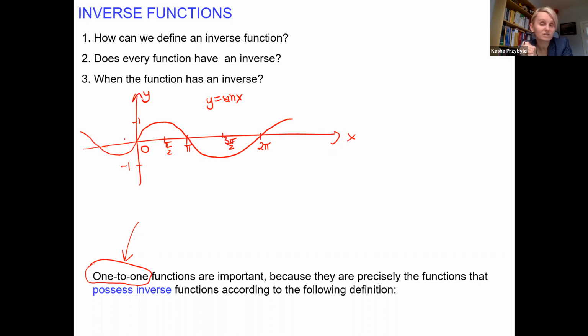Is the sine curve, sine function, a 1-to-1 function? It's not, because we can see for pi over 2, we have the value 1. For 5 pi over 2, like every 2 pi, we will have the same value. That means we will have infinitely many x values for which the corresponding y is 1. That means this is used a few times. It's still a function, but it's not 1-to-1. That's what we have to do. We have to have a 1-to-1 function with respect to the inverse.